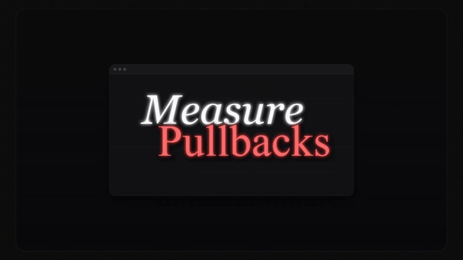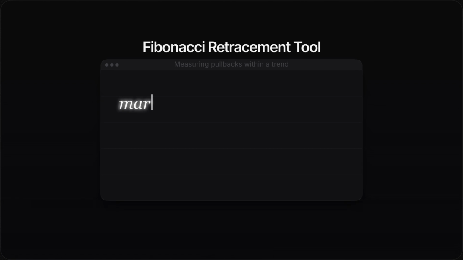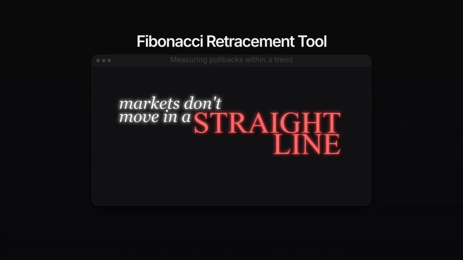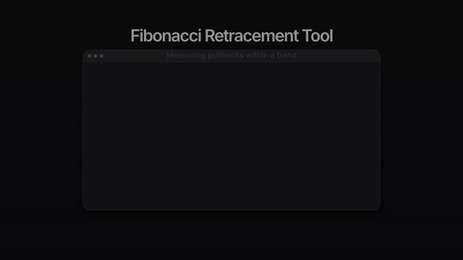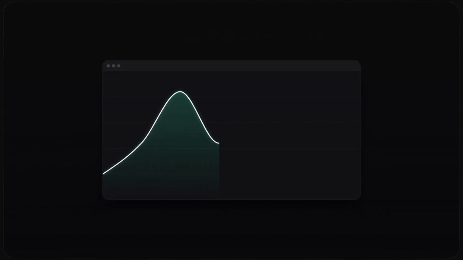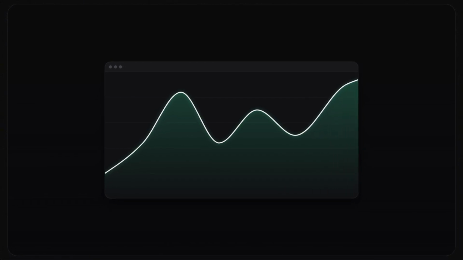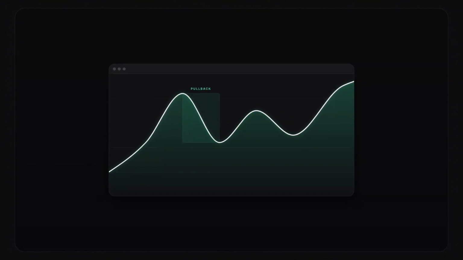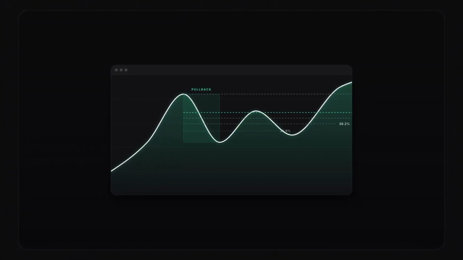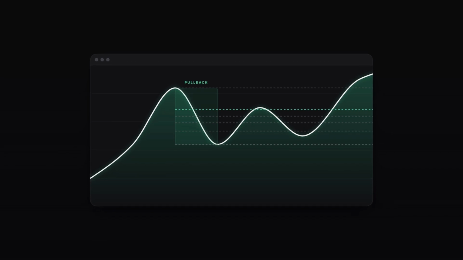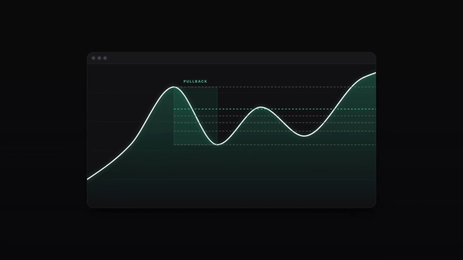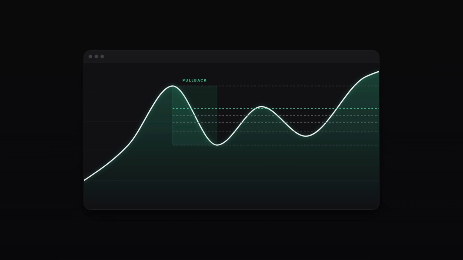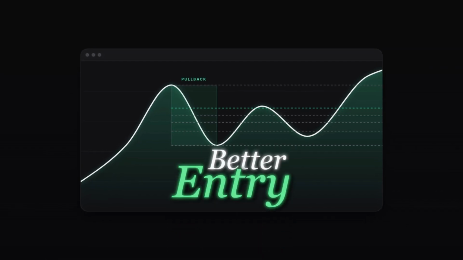A Fibonacci retracement tool is used to measure pullbacks within a trend. Think about it like this. Markets don't move in a straight line. Even during a strong uptrend, price doesn't just go up forever. It moves higher, pulls back, then continues higher again. The same thing happens in a downtrend. The goal of a Fibonacci retracement tool is to help traders identify areas where those pullbacks might end before the trend continues. Instead of chasing price after a big move, you can use a retracement tool and potentially get a better entry. That's the entire purpose of the tool.